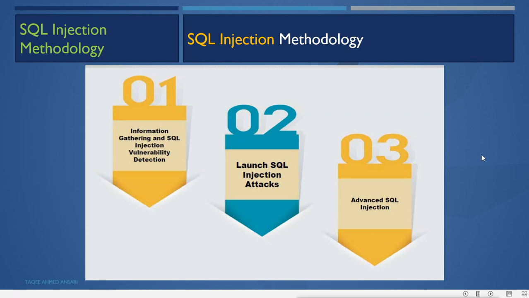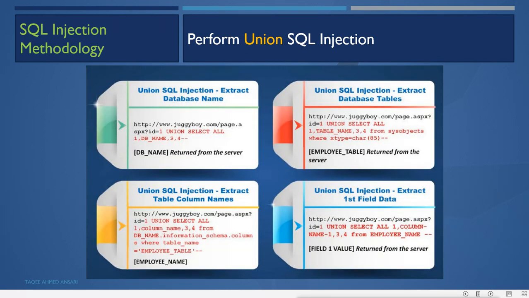Then launch the SQL injection attack. First, perform Union SQL injection to extract the database name. For that, you will use this query. It is added into the URL: after id equals 1, it adds the query union select all 1, DB name, 2, 3, 2. That means the DB name is returned from the server. The server will return the DB name, and you will add that here, and it will extract the DB name from the SQL server.